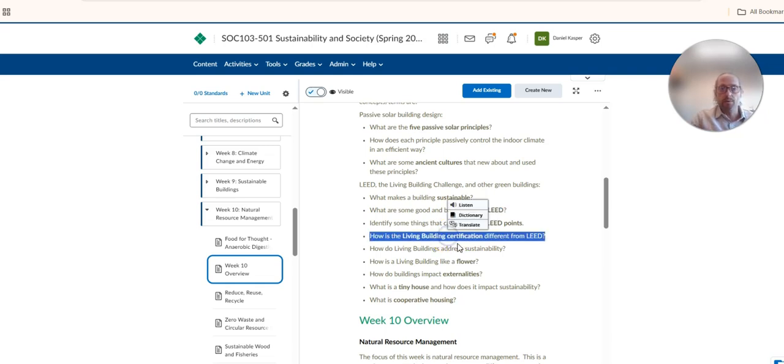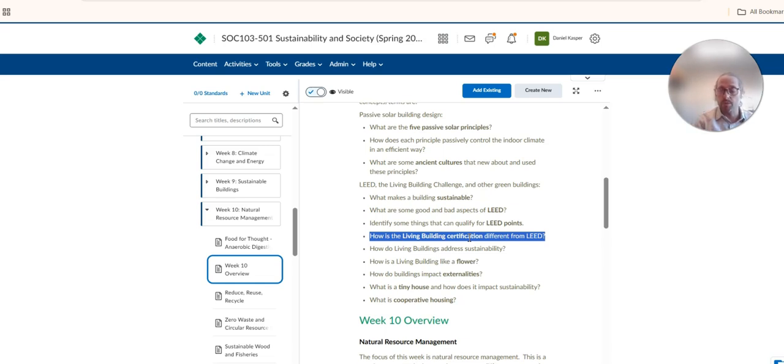Then we have the Living Building Certification. So that is a really robust one. And remember, two of the big things that distinguish it from LEED are, number one, with LEED, you pick and choose the different things that you want to address, whereas with Living Building, you have to achieve every single part of the standard. So it's very comprehensive and holistic. That's the first really big difference.